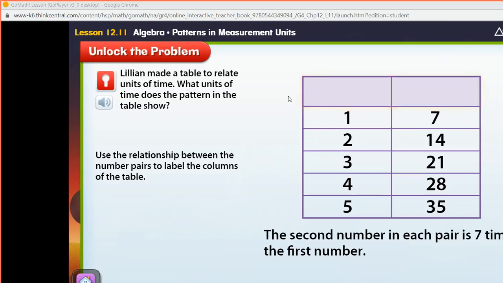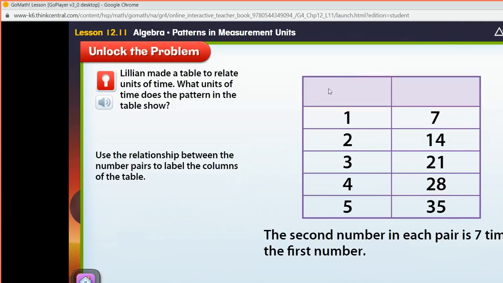For example, 1 hour equals 7 minutes? No, this is completely wrong. No, not by 10, by 7. 1 by 7, 7. 2 by 7, 14. 3 by 7, 21. Then 1 what? 1 day equals 7 hours? Or 1 minute equals 7 seconds? Is that right? Or 1 year equals 7 months? It's completely wrong.